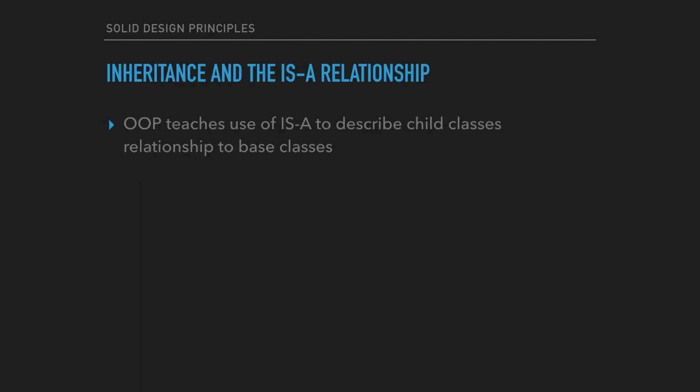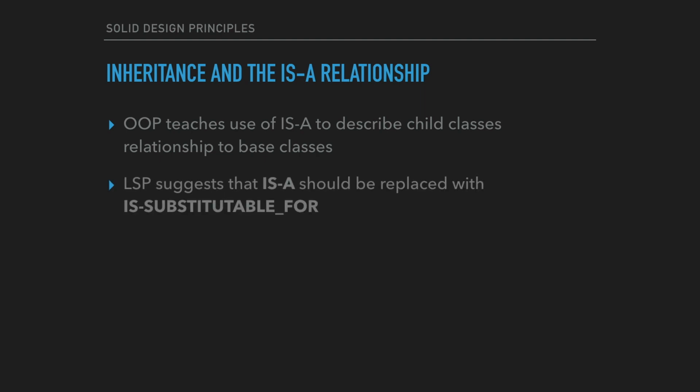Inheritance and the is-a relationship. OOPS teaches the use of is-a to describe the child class relationship to the base class. Clear enough? What LSP suggests is that is-a should be replaced with is-substitutable-for. So you can substitute your base class object with the subclass object.